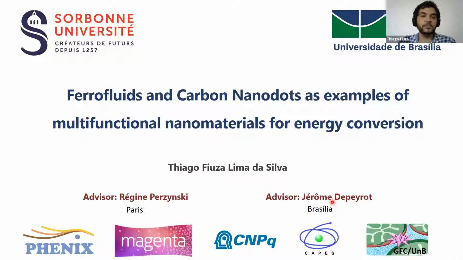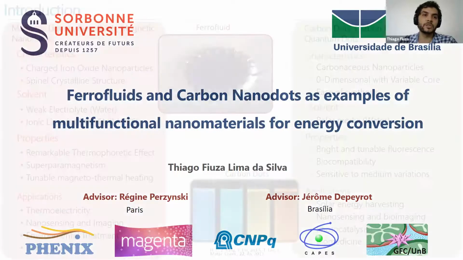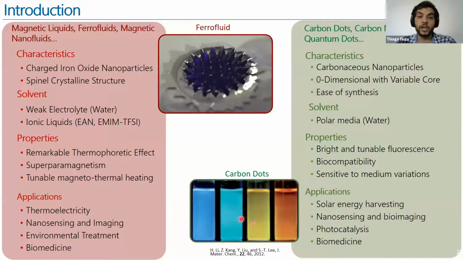So I'd like first to give an introduction about the ferrofluids and the carbon nanodots. So the ferrofluids that we study here are charged iron oxide nanoparticles dispersed in an aqueous media or in an ionic liquid. The ionic liquids that we study here are EAN and MMTFSI. These are colloids, so they are known by their stability, and they do not separate under the application of an external magnetic field. Their most important properties for us here are their remarkable thermophoretic effect and their magnetic properties. They can be used in applications such as thermoelectricity, nanosensing, and in biomedicine.